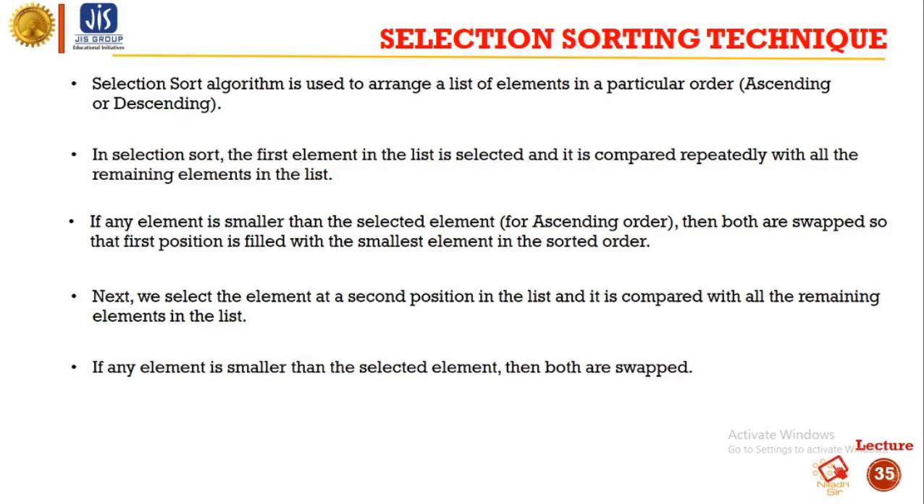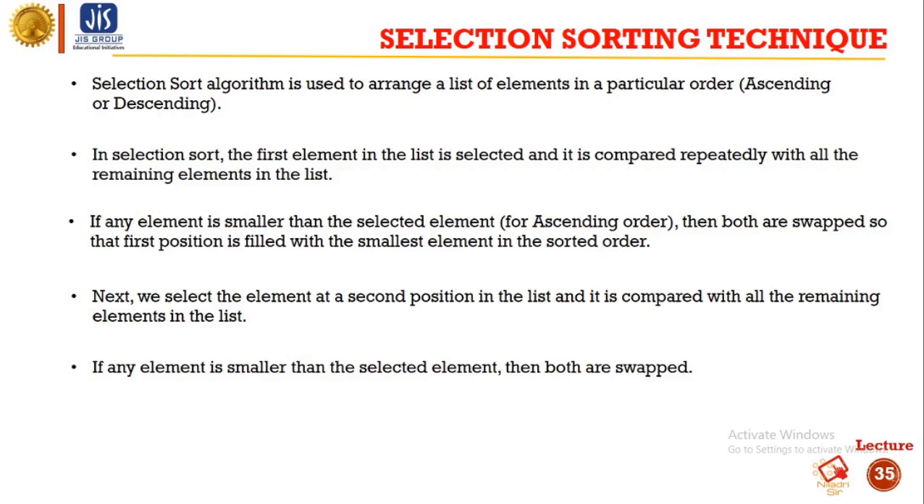Initially, the sorted part is empty and the unsorted part is the entire list. The smallest element is selected from the unsorted array and swapped with the leftmost element, and that element becomes a part of the sorted array. This process continues, moving the unsorted array boundary by one element to the right. This algorithm is not suitable for large data sets as its average and worst case complexities are of order n square, where n is the number of items.